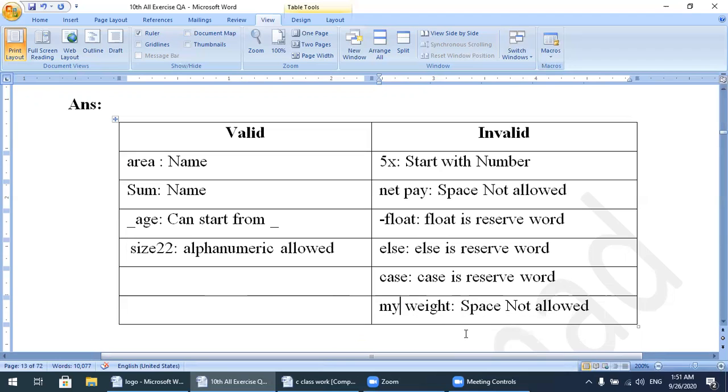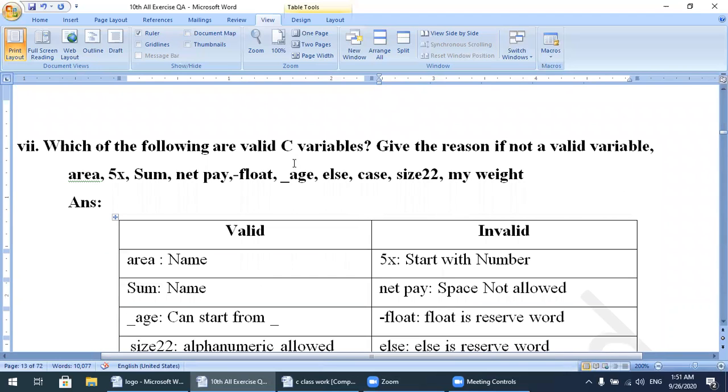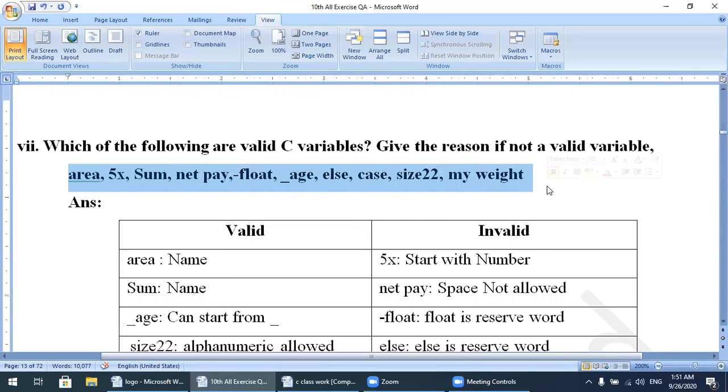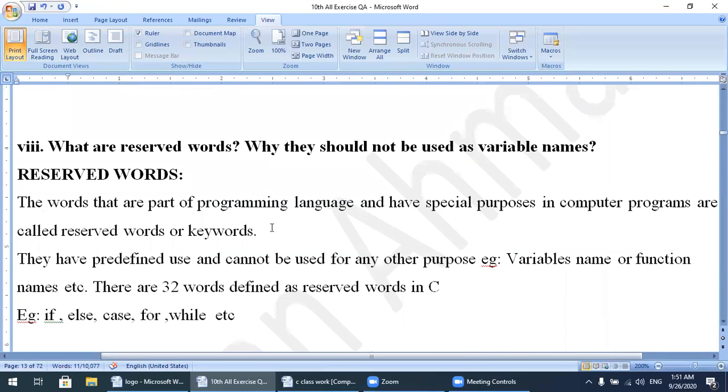So this one is the topic: which of the following are valid C variables? Give the reason if it is not a valid variable. They give us some variable names and ask us to check whether they are valid or invalid variables. Next question.